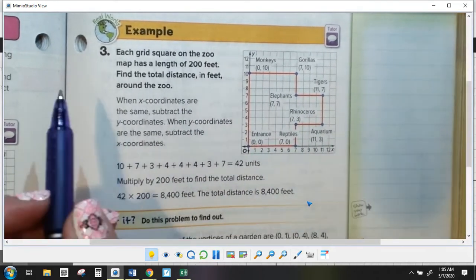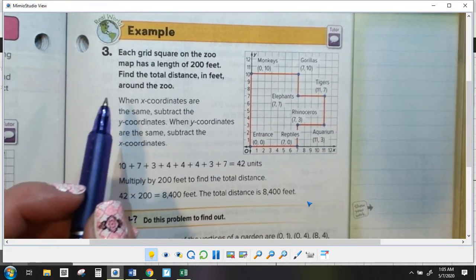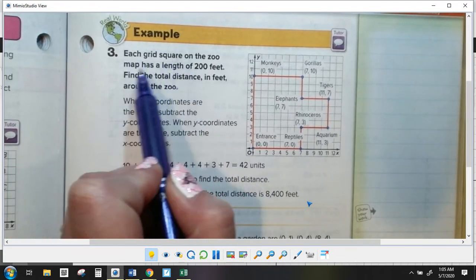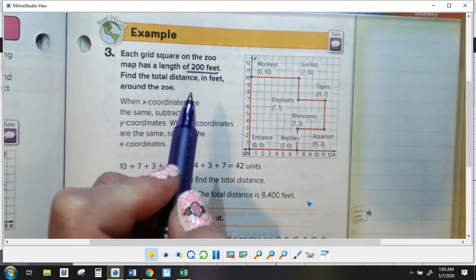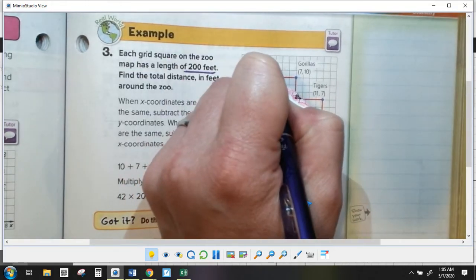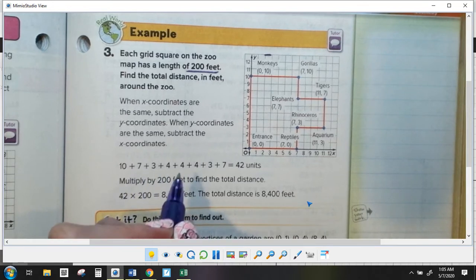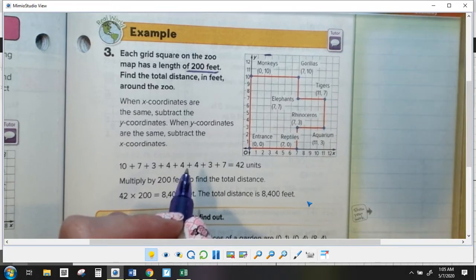The one thing that I want to point out to you, because this trips a lot of kids up, you have to read the problem. It said each grid on the zoo map has a length of 200 feet. That means that one little block here is worth 200 feet. So there's an extra step involved in this. Now, if you're like me, you're going to go count, and that's totally fine. Some of you might try the subtraction. Most of us are probably just going to count.